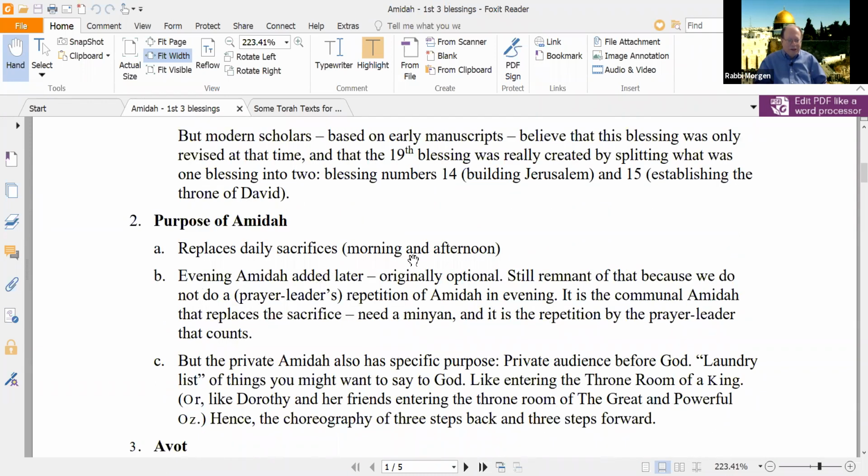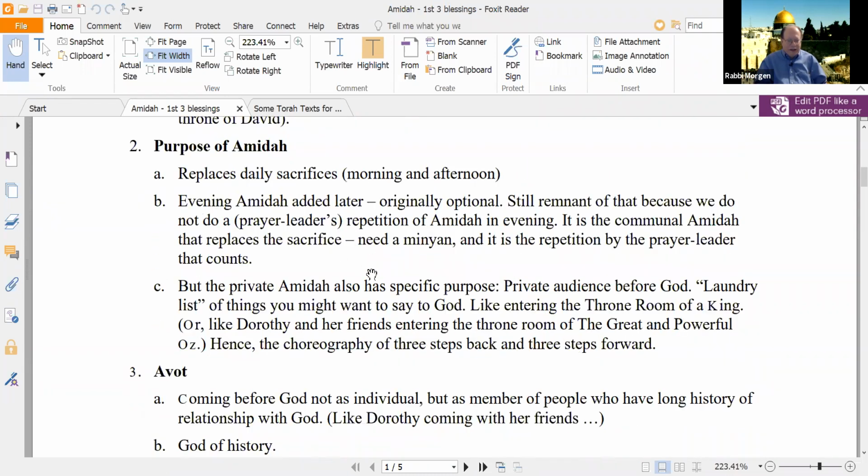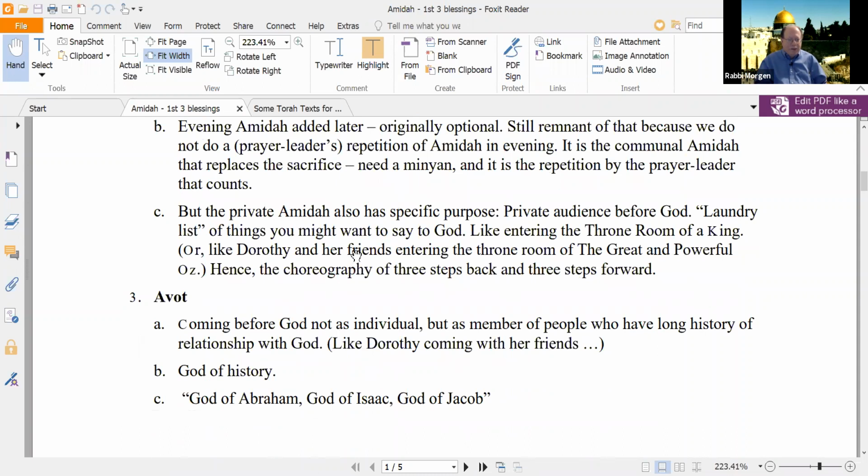Okay, so it replaces the daily sacrifice, and the evening was added later. But the private Amidah also has a specific purpose, the private audience before God. And as I like to think of it, it's a laundry list or a shopping list of things you might want to say to God.